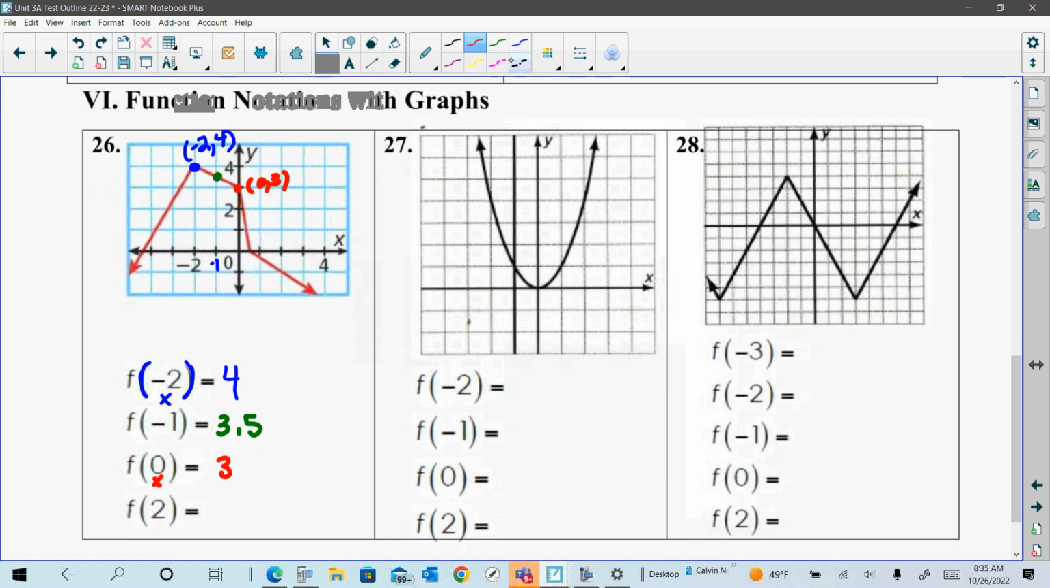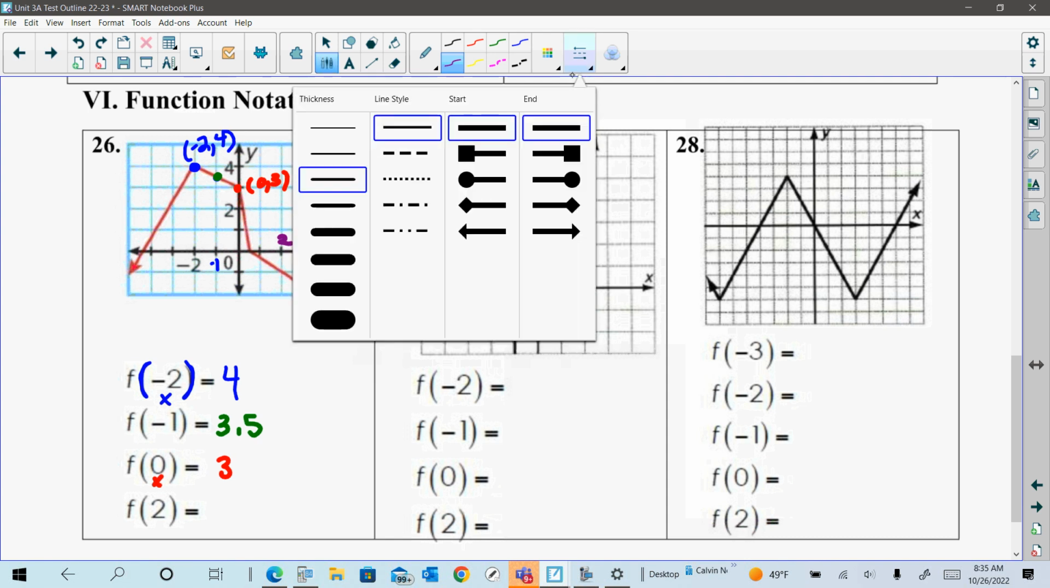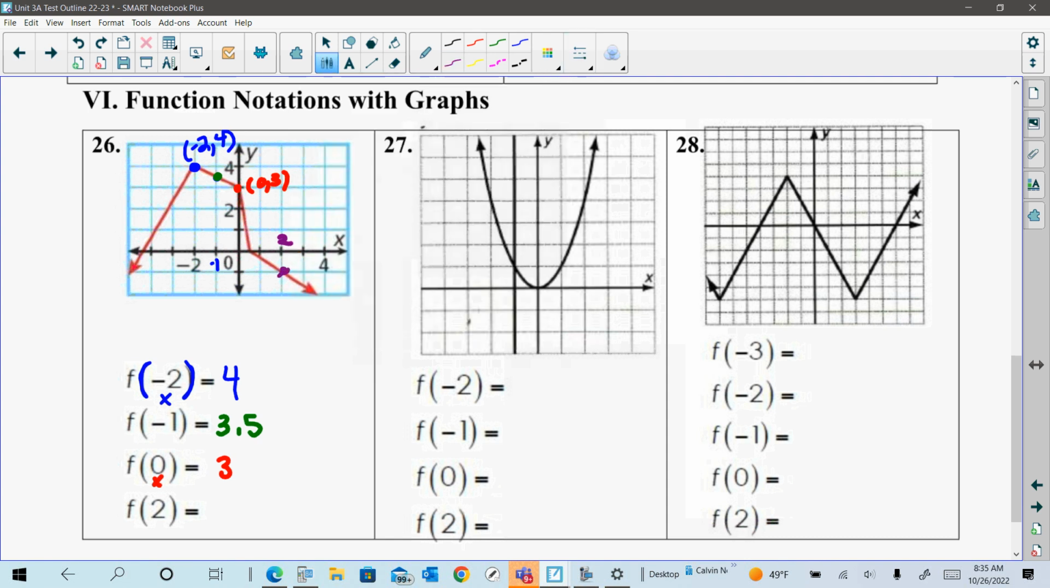And then when we find the value of f of 2, this is 1, this is 2. Right here on the x-axis, I have to go and see the point on the graph. That point is 2, negative 1. So that means f of 2 equals negative 1. Do we have questions on how to read the output or to read function notation with graphs?